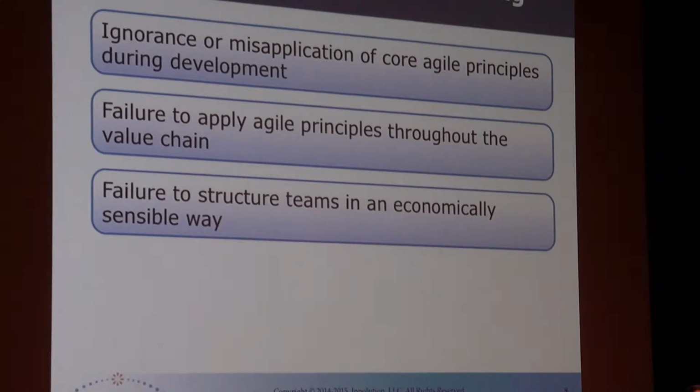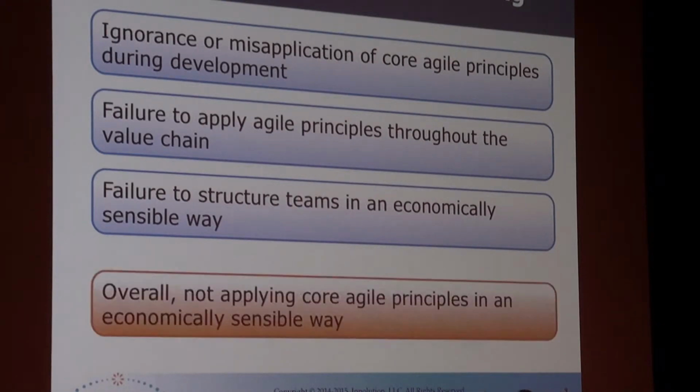But most of us work at a different scale than that. So I plan to examine all three of these. If I summarized it, I'd say this. Overall, they're simply not applying the Agile principles in an economically sensible way, much like the manager of the restaurant wasn't applying those principles in an economically sensible way.